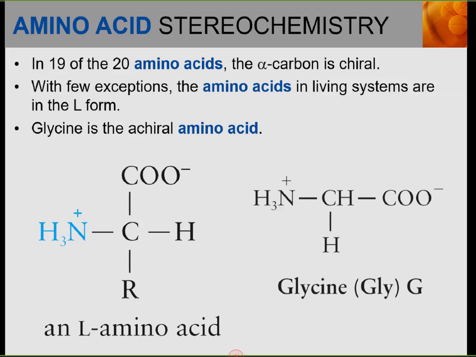Because the alpha carbon has a carboxylic group, an amino group, a hydrogen, and some side chain that we just reviewed. And also, because the amino group is on the left side of the structure as it's written, as you see it there, that makes them L amino acids versus R. So the amino acids are all L amino acids in living systems.